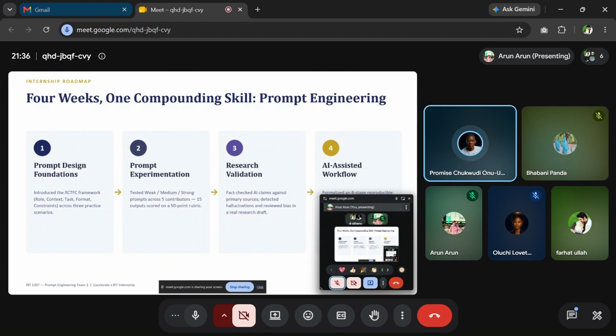Over the 4 weeks, we were able to compound skills in prompt engineering: prompt design foundation, prompt experimentation, research validation, and AI assisted workflow. We did this with the help of understanding frameworks, which were then experimented with, and we backed it up with validation through our research. The next slide.